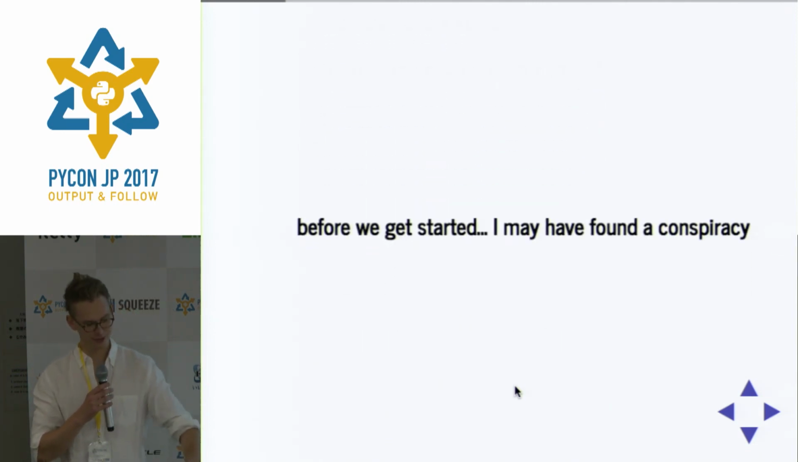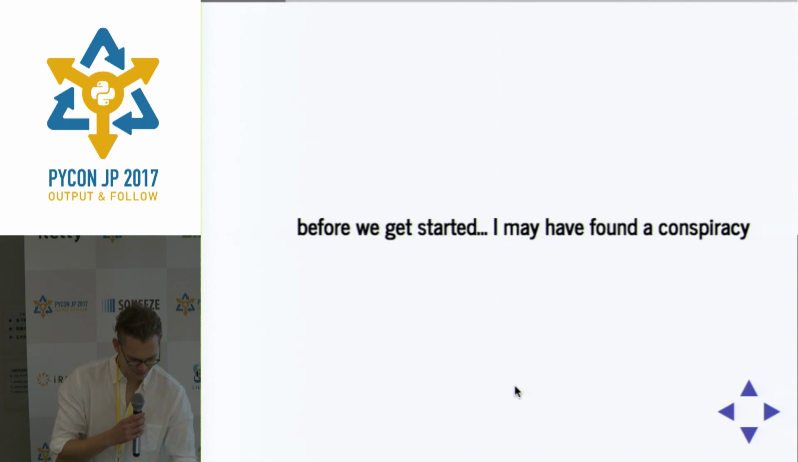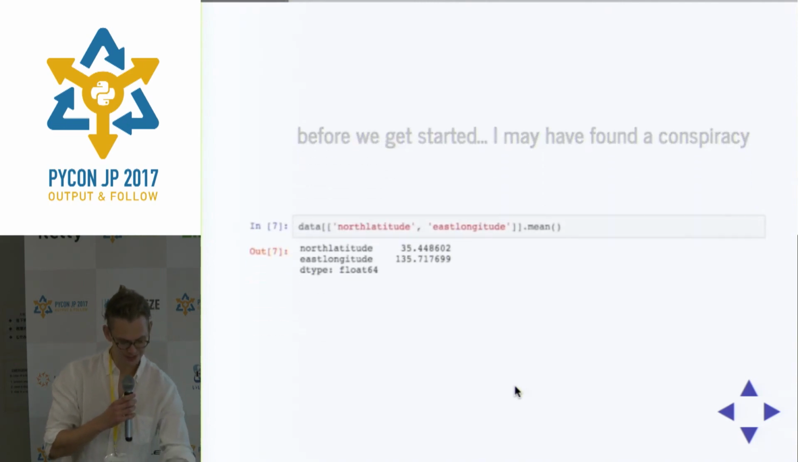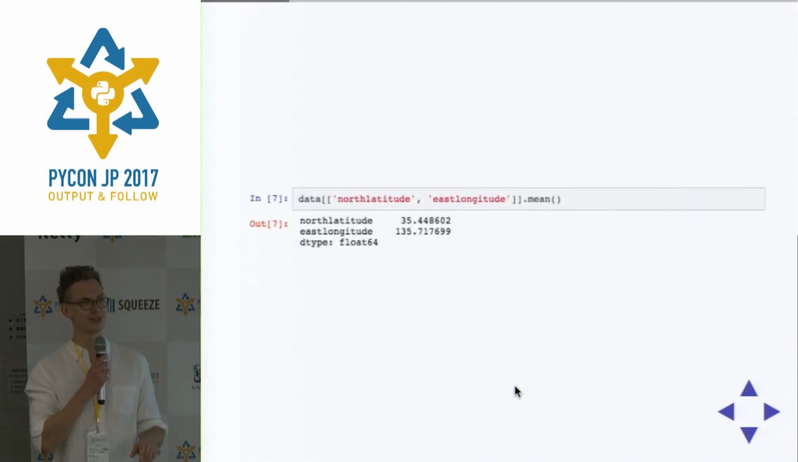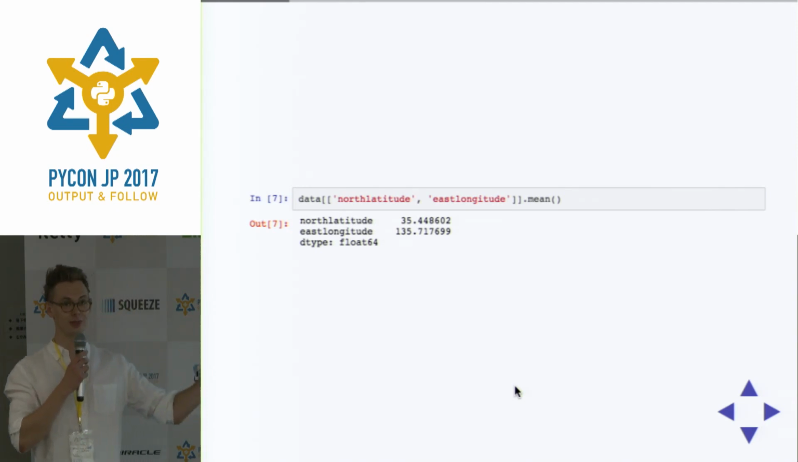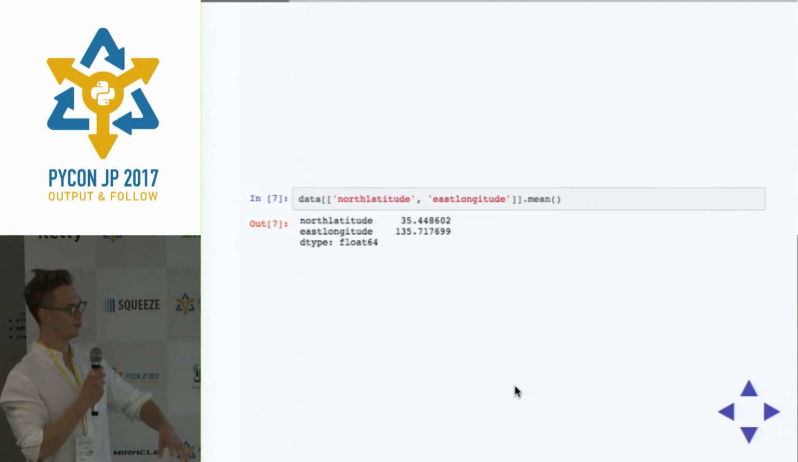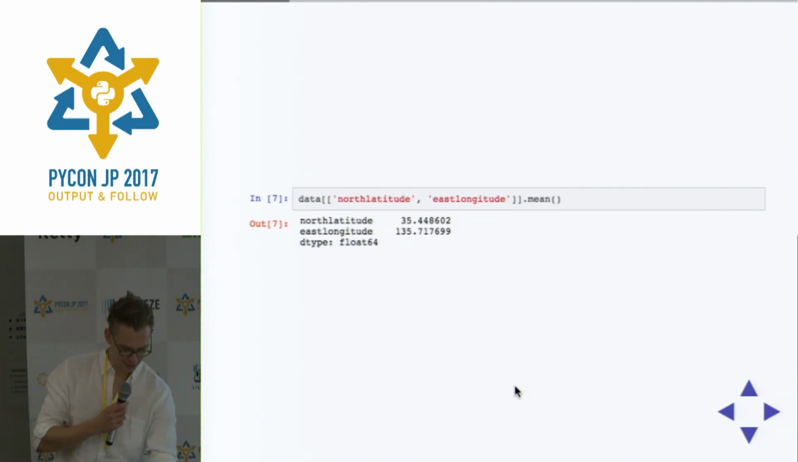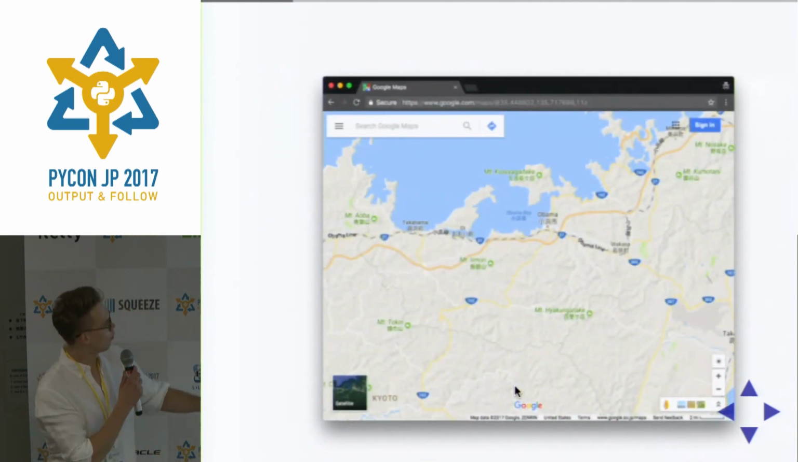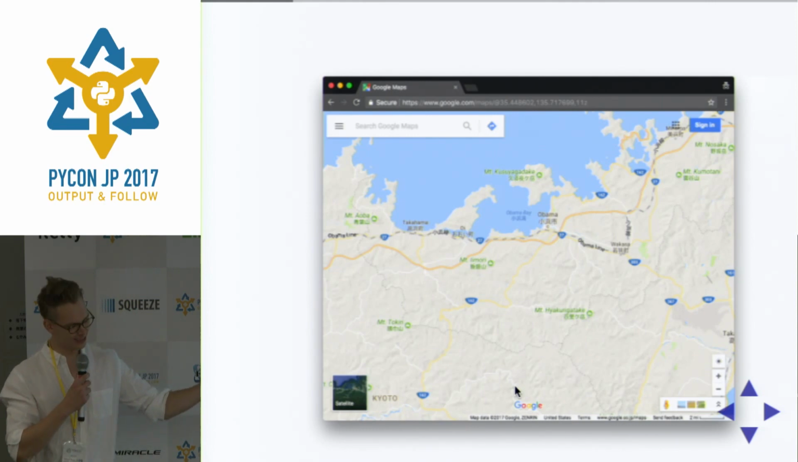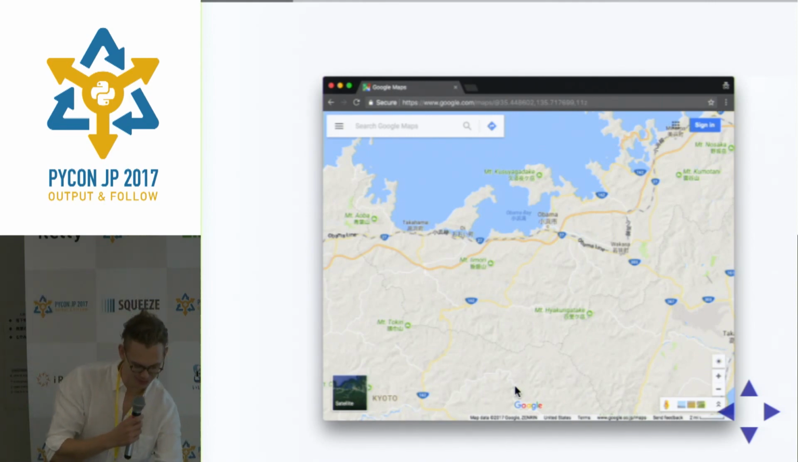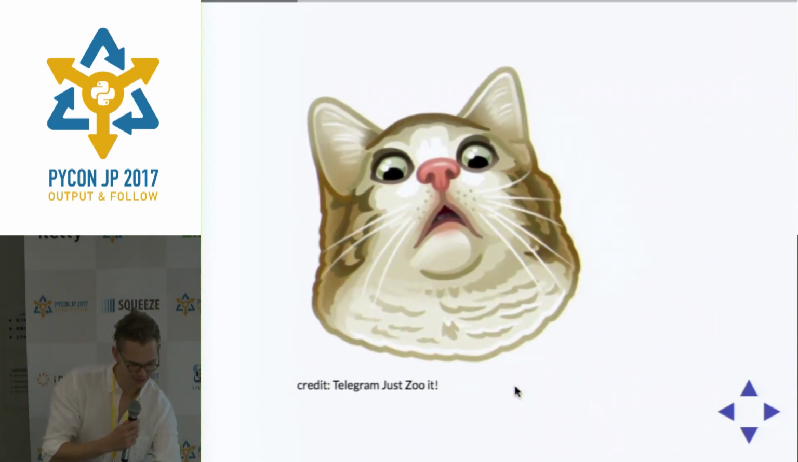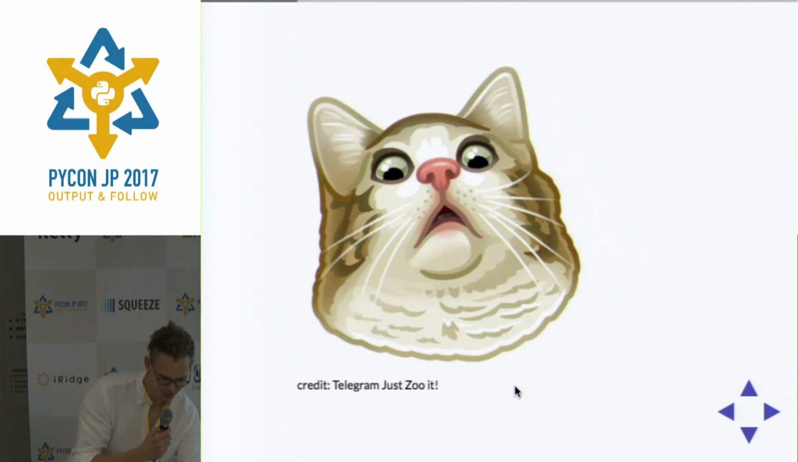So here's my attempt at a joke. When I started looking at this data, one of the first things I did was to calculate the geographical mean of all the restaurants in all of Japan. And I ended up in a place called Obama. So I don't know if there's some secrets going on there. Yeah, so that was, shocked cat.